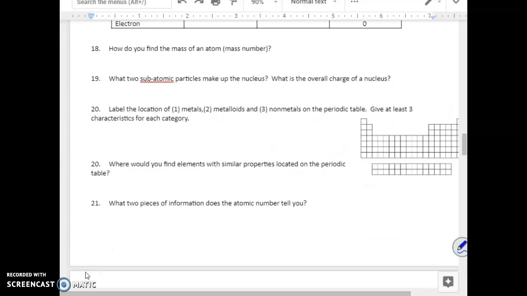Number 18, how do you find the mass of an atom, the mass number? So for mass number, what we just said was the protons and the neutrons both have a mass of 1 AMU. So your total protons plus your total neutrons gives you your mass number. So therefore, all of the mass is located inside the nucleus.